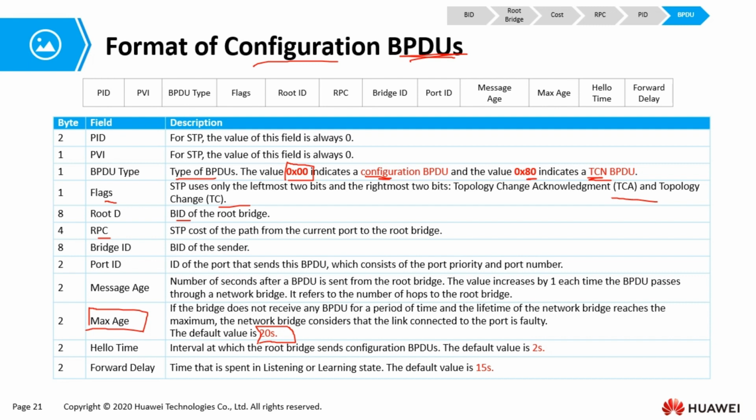The hello time interval by default is 2 seconds, for the root bridge to send the configuration BPDU. The forward delay for each of the steps, for example from listening to learning, is 15 seconds.